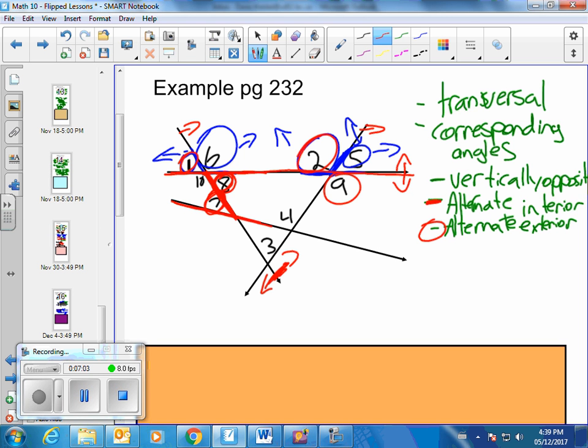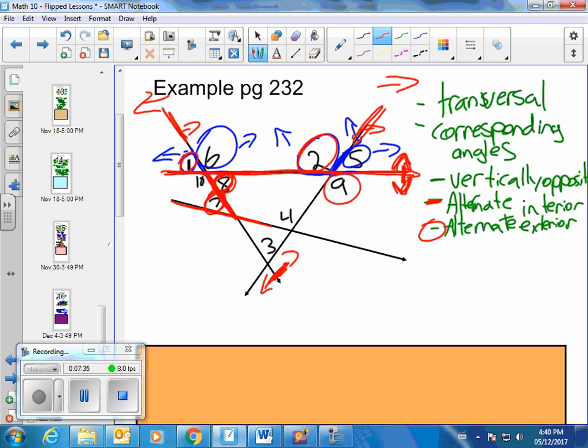In this particular example, they are not, but they have to be outside of the two lines that are being intersected. So if this is our transversal, the two lines being intersected is that one right there and this one right here. In order for this to be an alternate exterior angle, they have to be outside of both of those lines, and they have to be on opposite sides of our transversal.